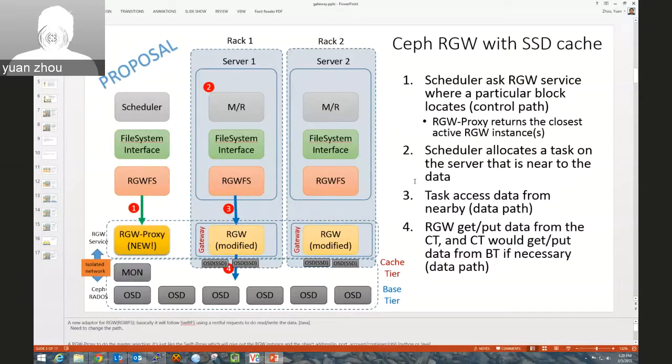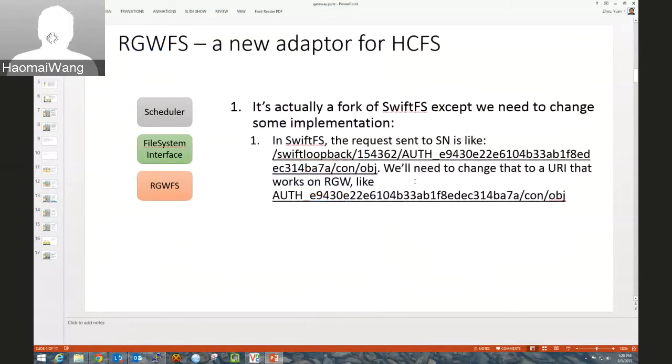Okay, so I'm going to introduce each of the components respectively. Yeah, this RGW proxy I think is much like MDS. MDS implements the POSIX interface, and this RGWFS implements the Hadoop interface. Yeah, that's right. HCFS is actually a subset of the POSIX API. It's similar to POSIX, but not a full set of the POSIX API.